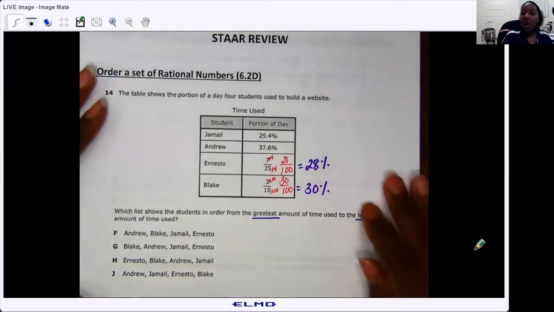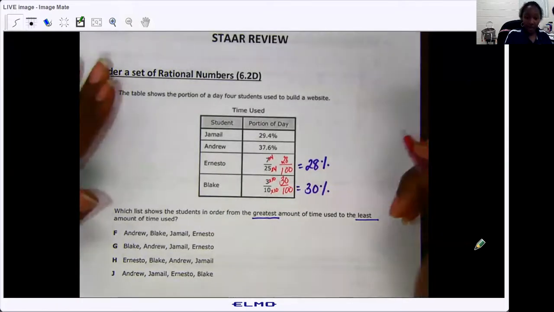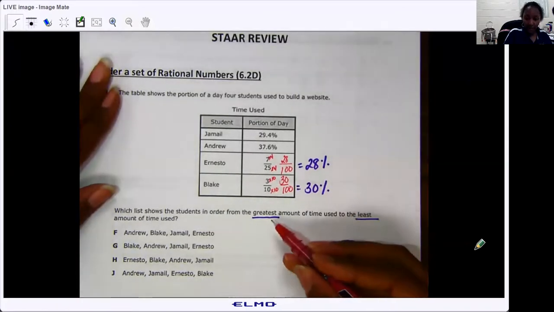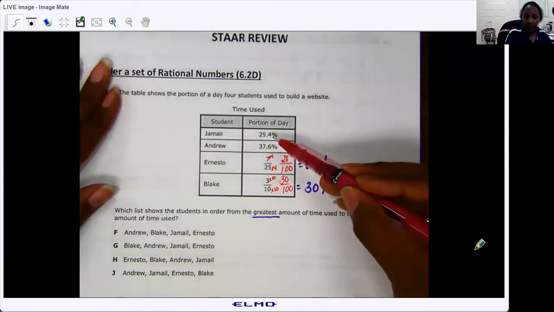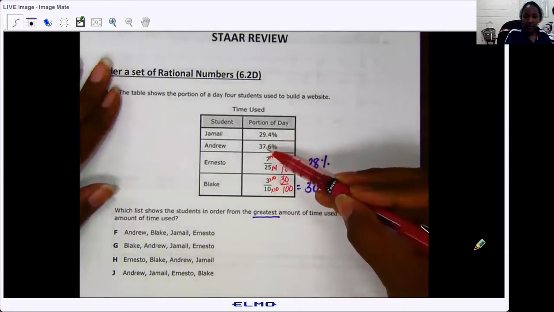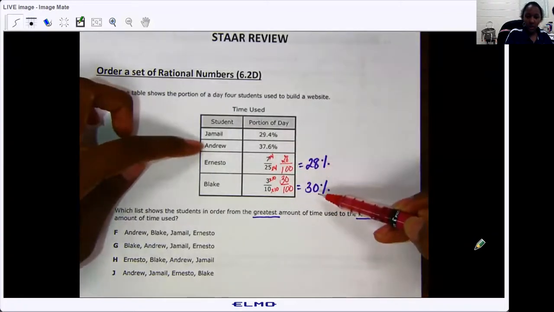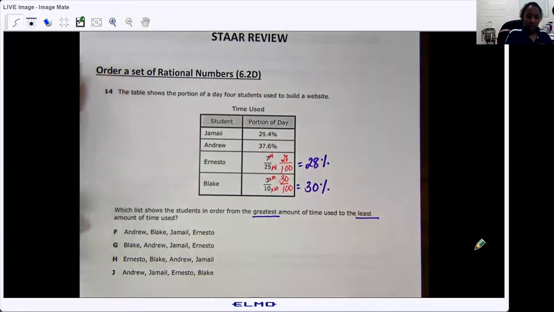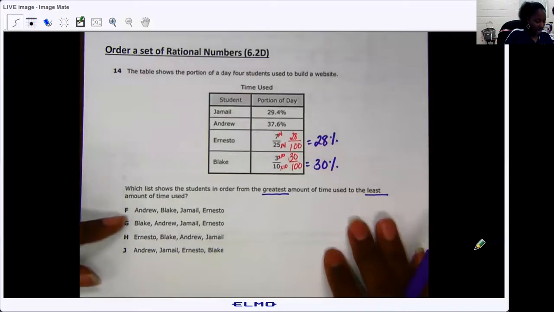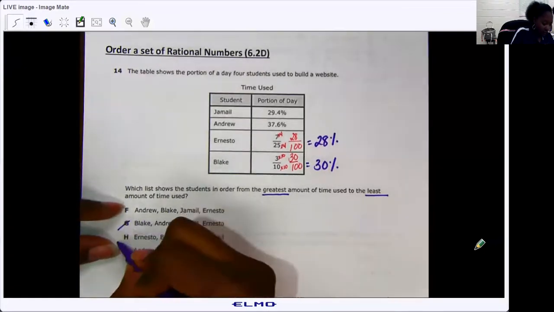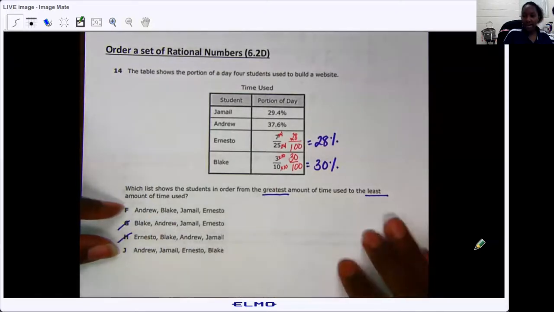Now that I have them all the same type of number, they're all percents now, I can compare them. I need to find the biggest percent. So the biggest percent I have, let's see, Jamil has 29.4, Andrew has 37.6, so for that looks big. 28% for Ernesto, Blake has 30. So yes, Andrew would be my first choice as the biggest percent. If I look at my answer choices, I see only 2 of them have Andrew as the first person. So I'm going to go ahead and cross out the ones that are not my answers.